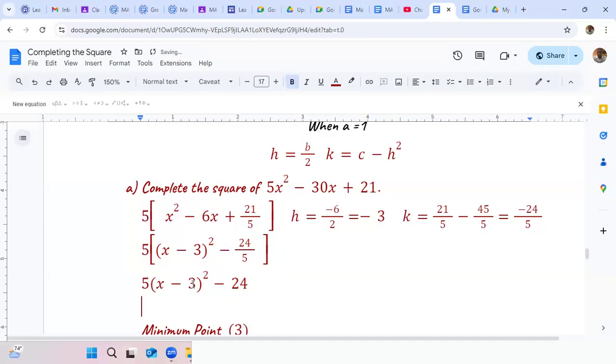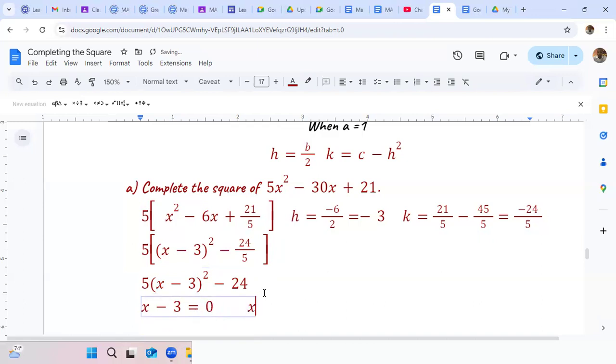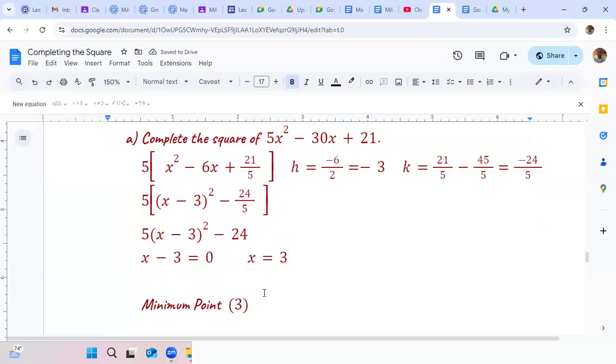I can just rapidly do it there. To find the x coordinate of the minimum point, you make this expression x minus 3 equal to 0, so x is equal to positive 3. That's the x coordinate of the minimum point. And the y coordinate of the minimum point is exactly the k value, which is negative 24. And that's the minimum value also.